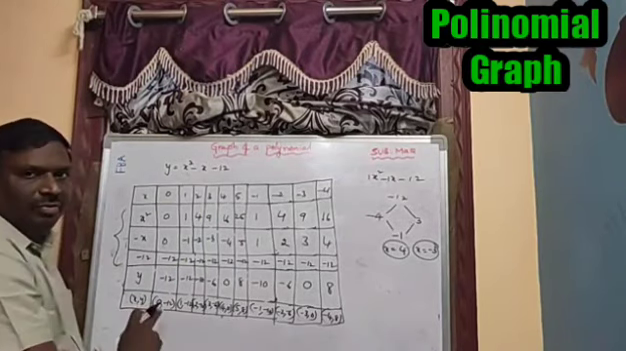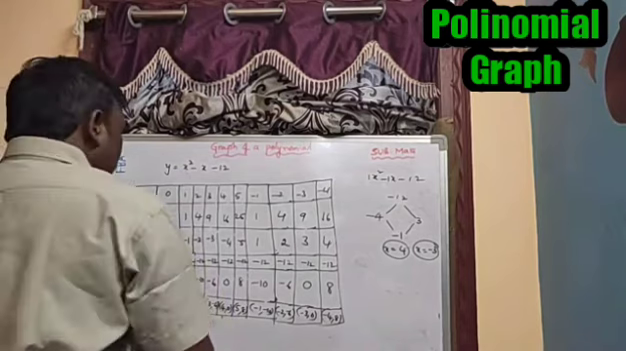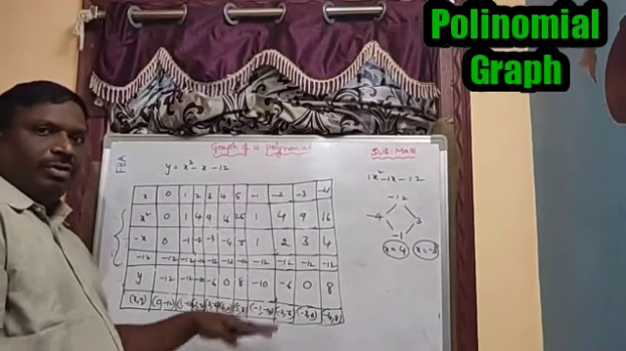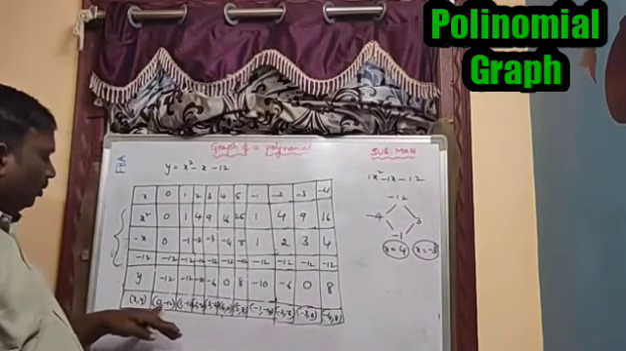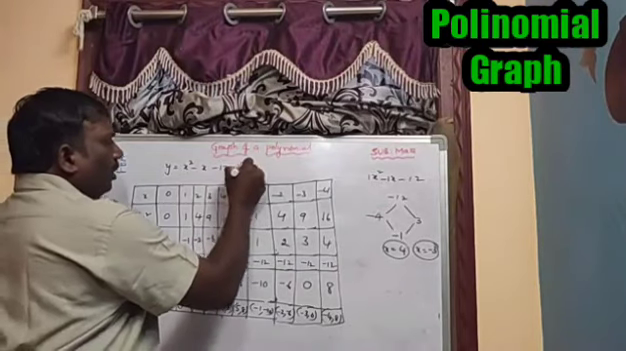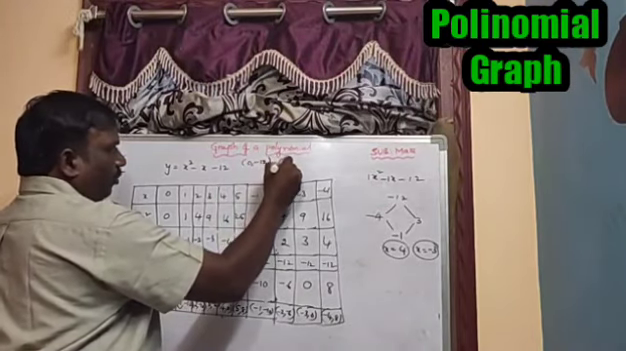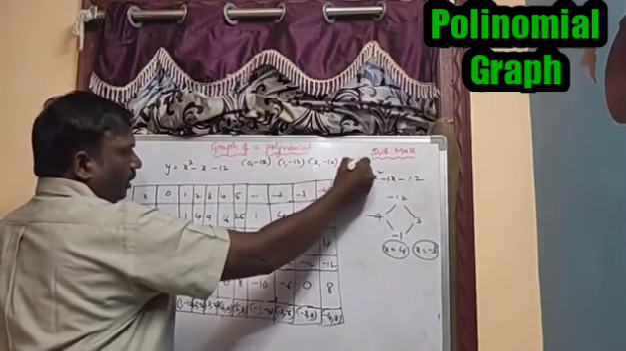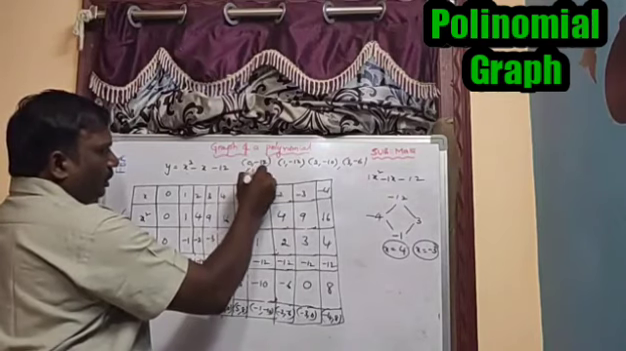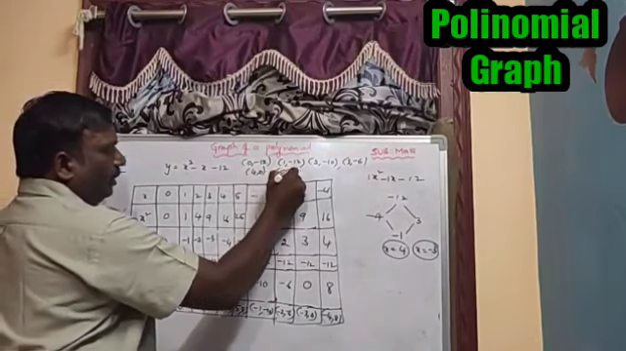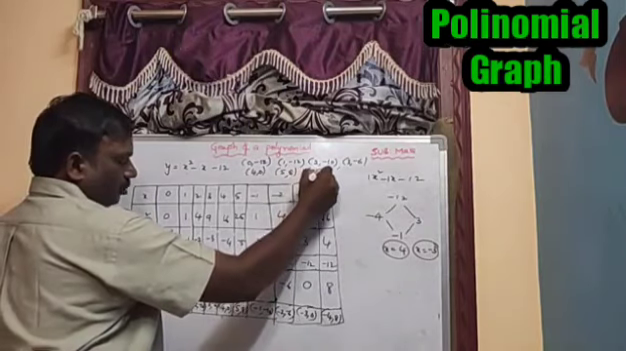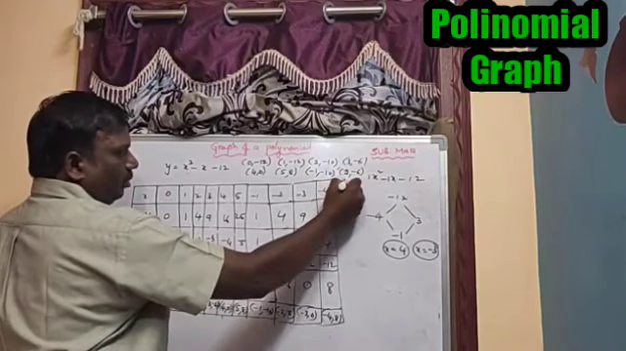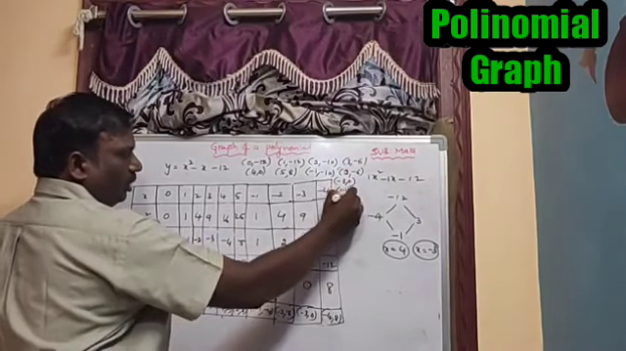So that's why points are very important. The space is not sufficient, so I am erasing the table. After that I will draw the graph. When I am erasing the table, I will mark the points here. So the points are (0, -12), (1, -12), (2, -10), (3, -6), (4, 0), (5, 8), (-1, -10), (-2, -6), (-3, 0), and (-4, 8).